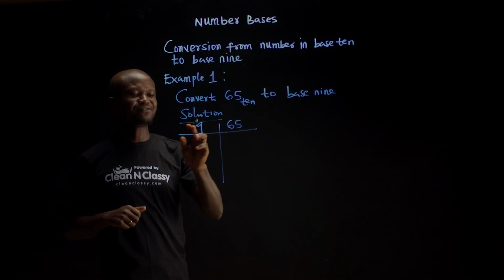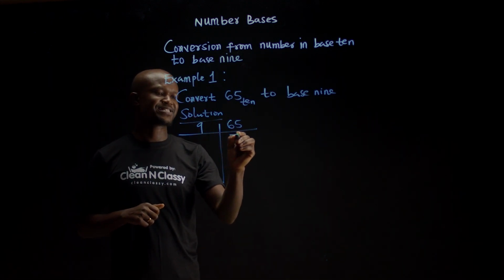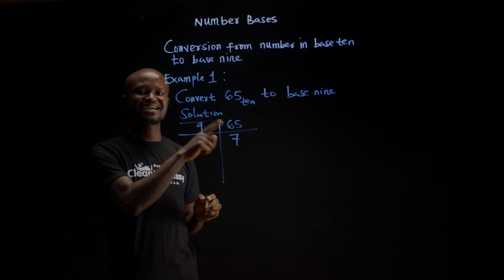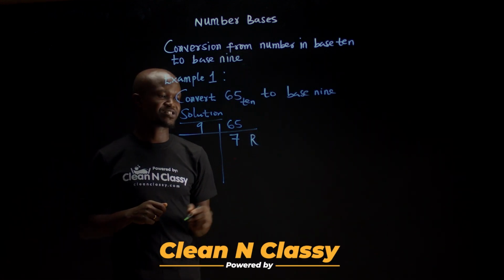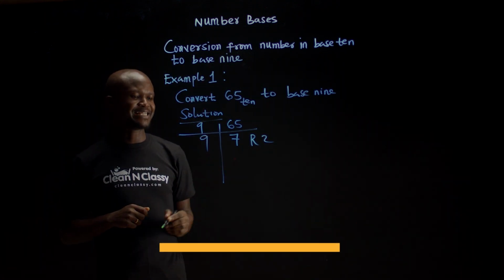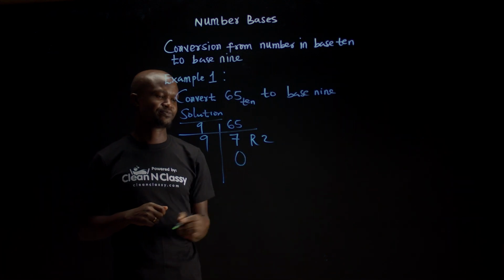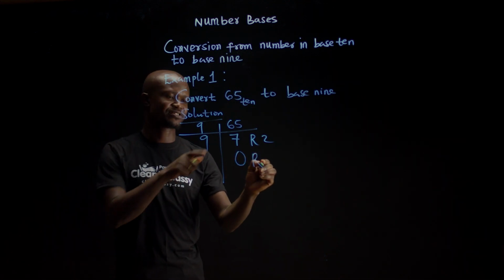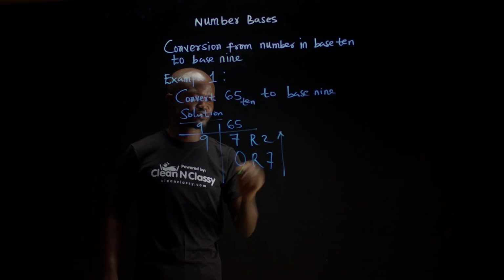Now, 65 divided by 9, what do we have? That will be 7, because 9 times 7 is 63. So that will be remainder what? 2. Divide by 9 again. 7 divided by 9, 0. Remainder what? 7. Don't forget to take it from bottom to up.